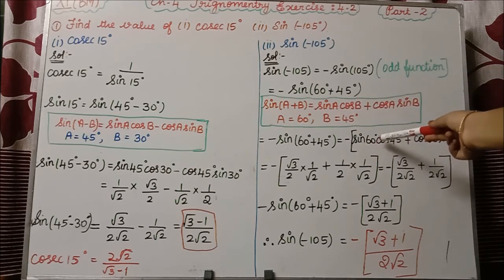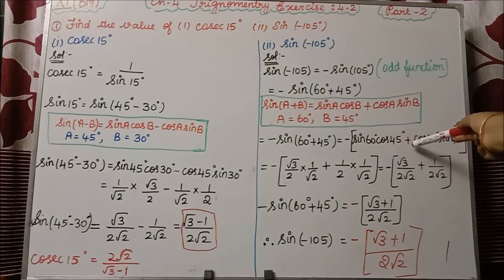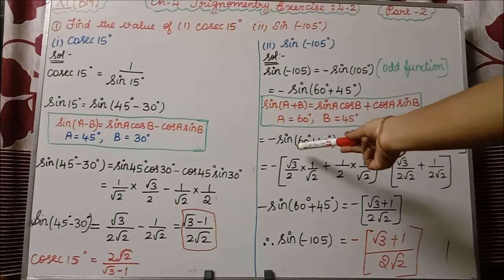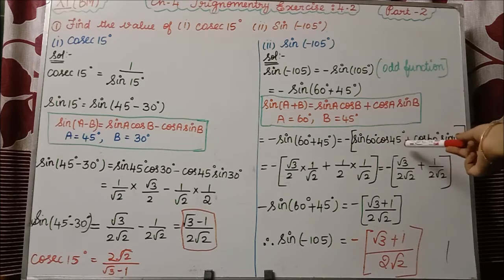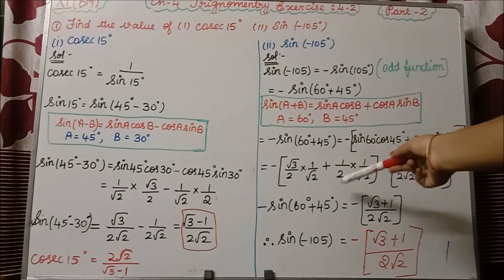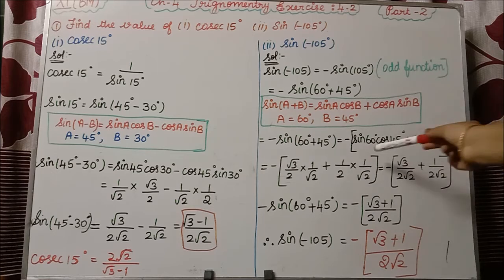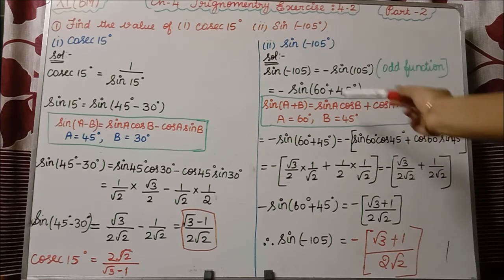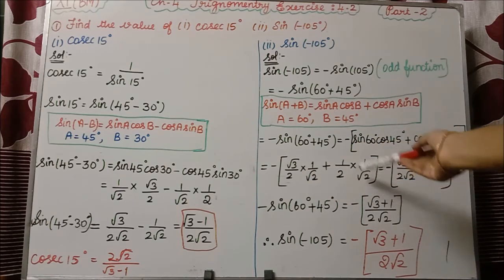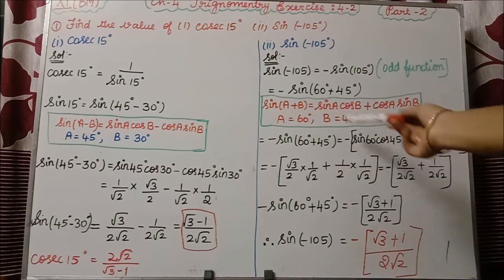Sin 60 degree cos 45 degree plus cos 60 degree sin 45 degree. For that, you know all the tabular values, isn't it? Sin 60 degree is root 3 by 2, cos 45 degree is 1 by root 2, plus cos 60 degree is 1 by 2 into sin 45 degree, 1 by root 2. Here also the denominator is 2 into root 2. So we just have to add the numerators.